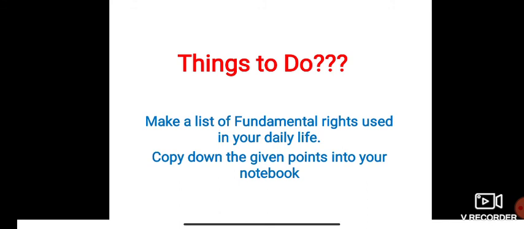Now the things to do part is your homework. Your assignment for today, which you will find on page number 213, is to make a list of fundamental rights that you use in your daily life. You have to copy down the given points into your notebook. That's it for the discussion.